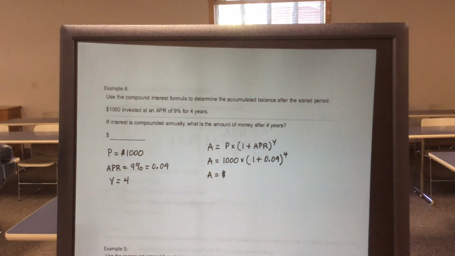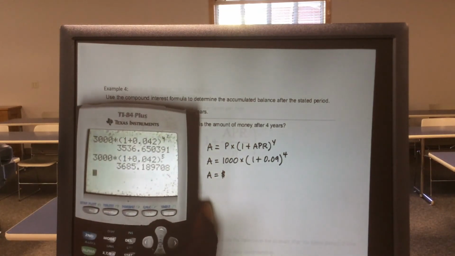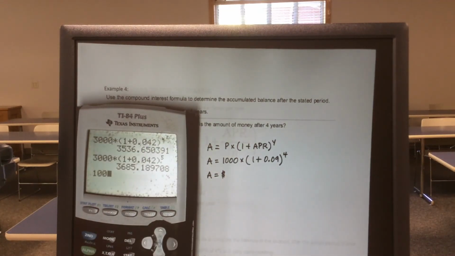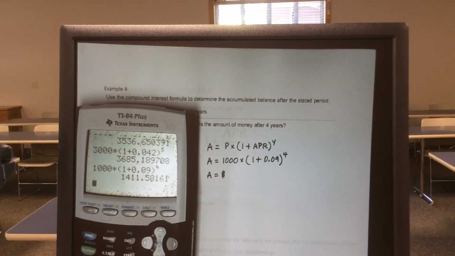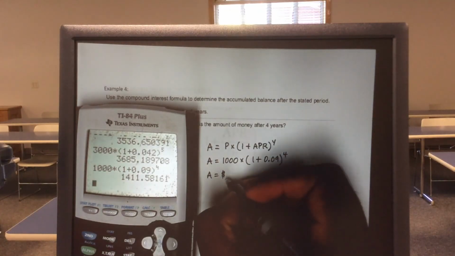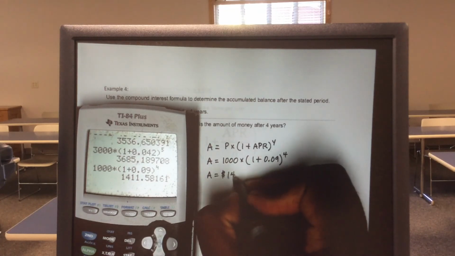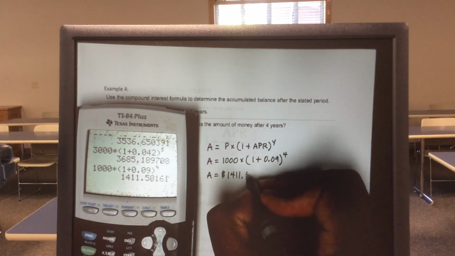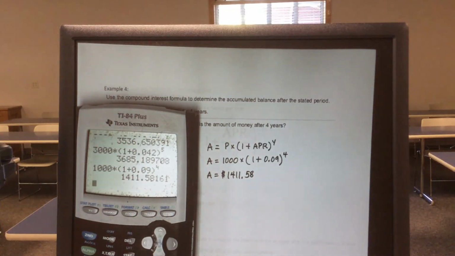Now this we can type into the calculator. So here you've got 1,000 times, and then left parentheses, 1 plus 0.09, close parentheses, and then the hat key for your exponent, 4. And in this case, this will give you $1,411.58, rounded to 2 decimal places.